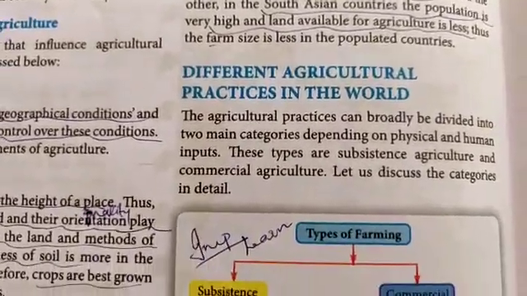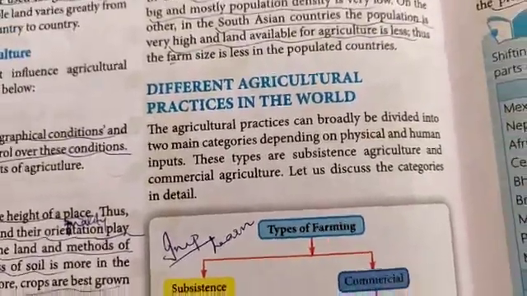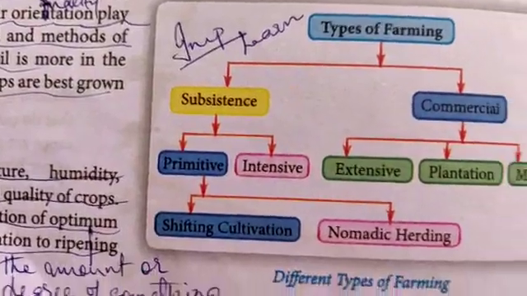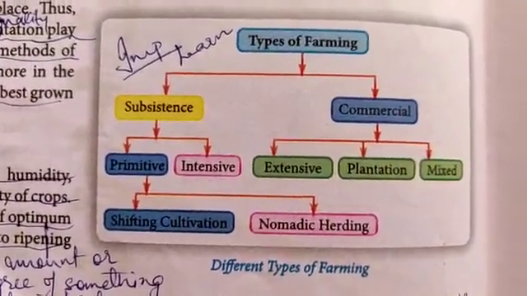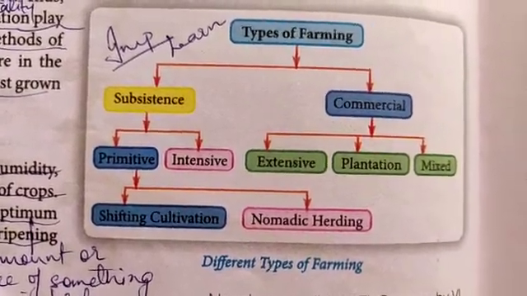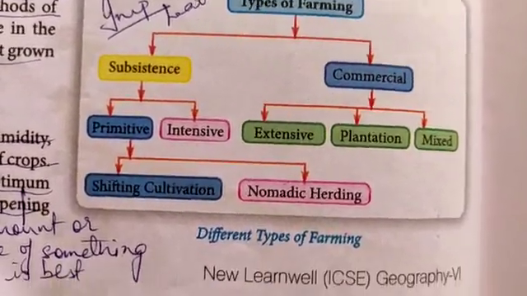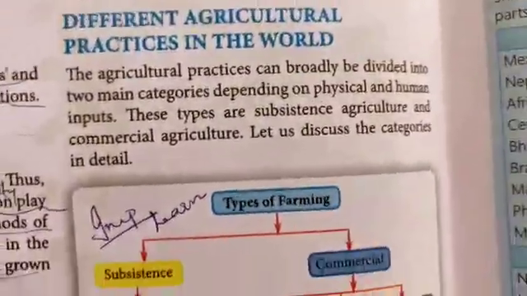Now, today we are going to learn about the different agricultural practices in the world. So, I showed you this flow chart over here given on page number 48. It will be better if you remember it like this, so you will not forget it. Now, coming to page number 48.